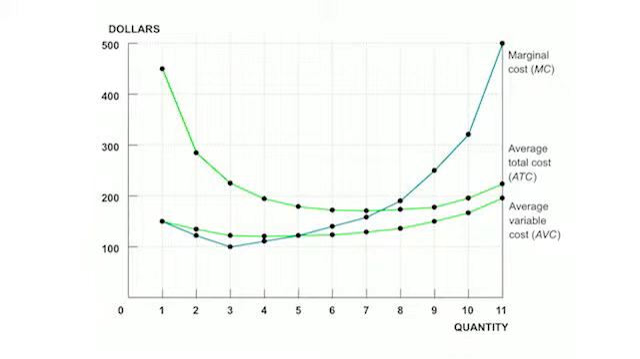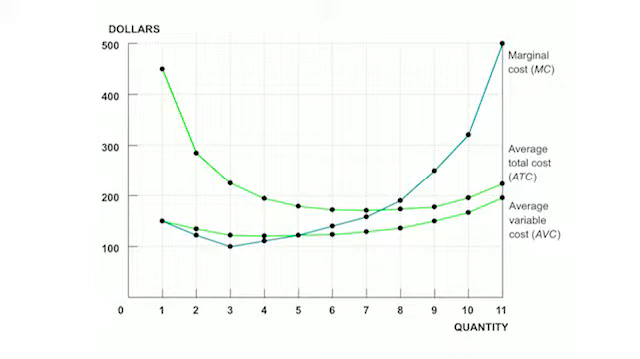And the difference between the two green lines, the difference between the average total cost and the average variable cost, is of course the average fixed cost, because the difference between total cost and variable cost is fixed cost. So you can see that's declining throughout. That difference between the two green lines gets smaller because your fixed cost is being divided by larger and larger quantities, and therefore the average fixed cost declines.